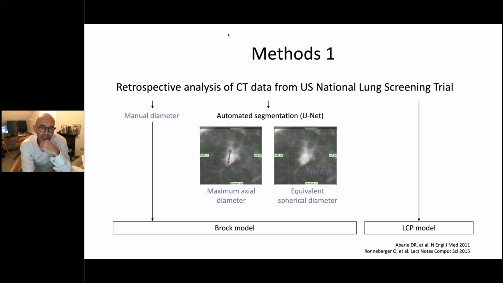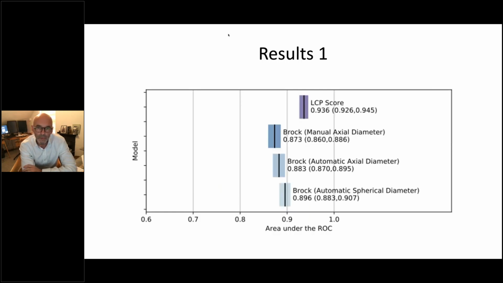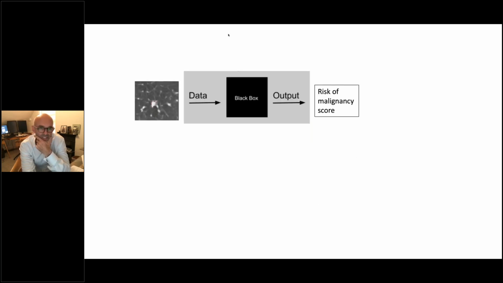So we've just completed a study looking at the manual diameter of nodules, cross-sectional diameter, compared to other diameters and also spherical volume, and we've compared it to our algorithm. And you can see it's our algorithm, the Optelum algorithm, called the lung cancer prediction score. It beats the Brock model in terms of being closer to ground truth, whether it's manual, automatic, or automatic spherical. So what does it actually do?